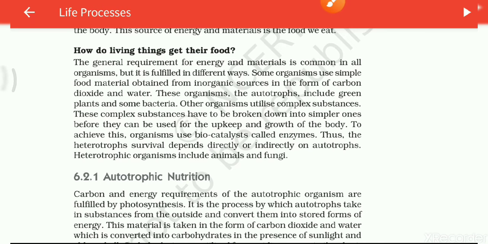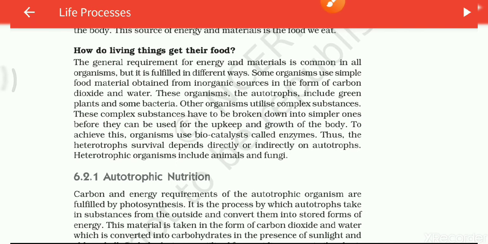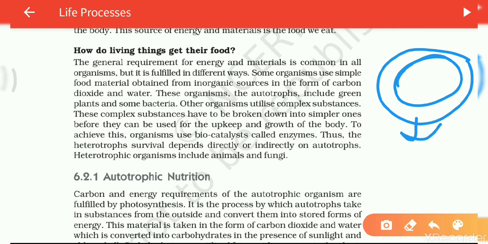Heterotrophic organisms can take food in complex forms. See here, other organisms utilize complex substances. Complex substances means heavy substances. These complex substances have to be broken down into simpler ones before they can be used for the upkeep and growth of the body. In a simple way, I will explain. When we take a small piece of chapati, this chapati comes under complex substances. When you put this chapati in the mouth, it is broken down into smaller, simpler ones.